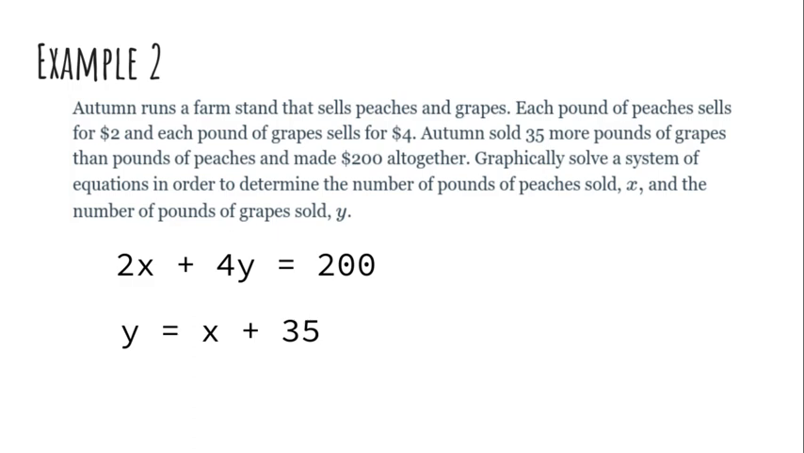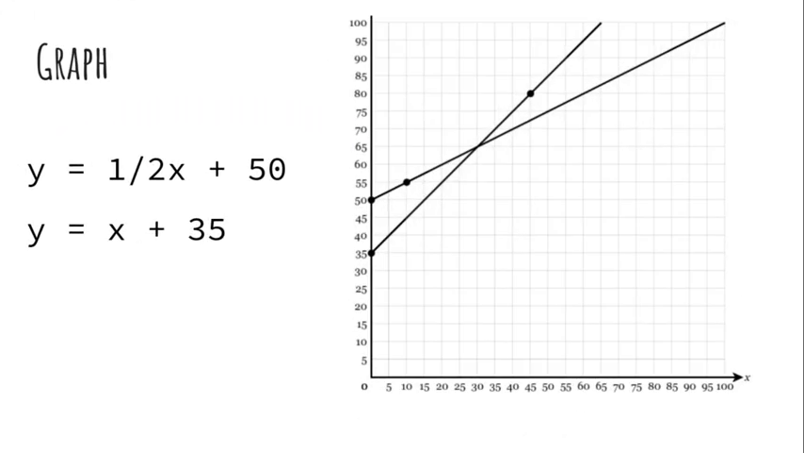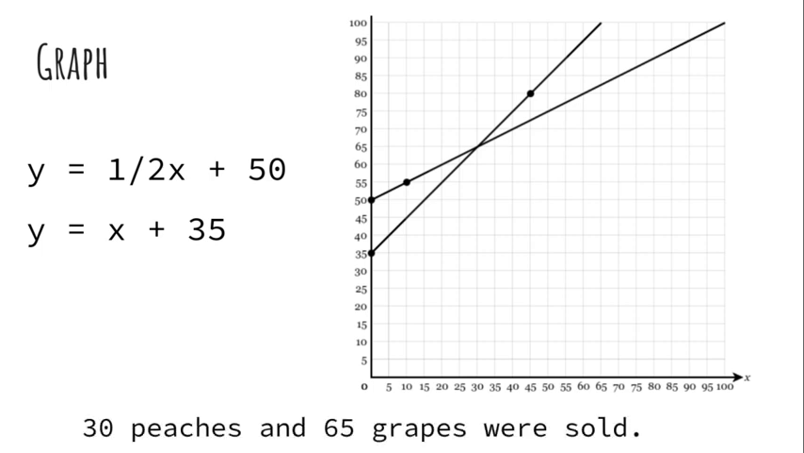One of them is not in slope-intercept form, so I would need to change that into slope-intercept form so that I could graph it. On the next slide, I graphed it, and I can see my intersection point, which is my solution here. So I know that my answer would be 30 pounds of peaches and 65 pounds of grapes were sold, because our x-axis was representing peaches and our y-axis was representing the grapes.